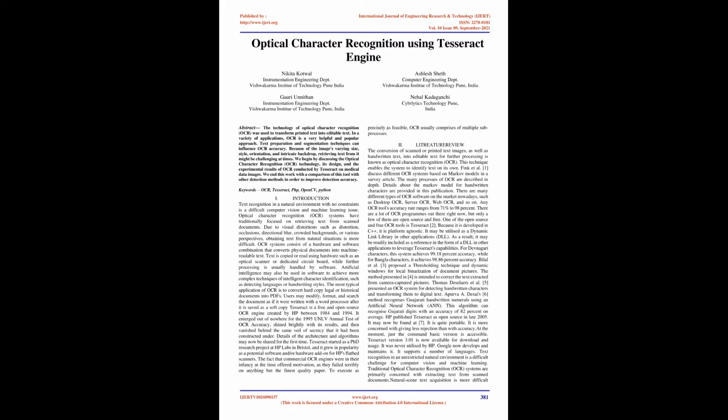Tesseract is a free and open source OCR engine created by HP between 1984 and 1994. It emerged out of nowhere for the 1995 UNLV annual test of OCR accuracy, shined brightly with its results, and then vanished behind the same veil of secrecy that it had been constructed under. Details of the architecture and algorithms may now be shared for the first time.